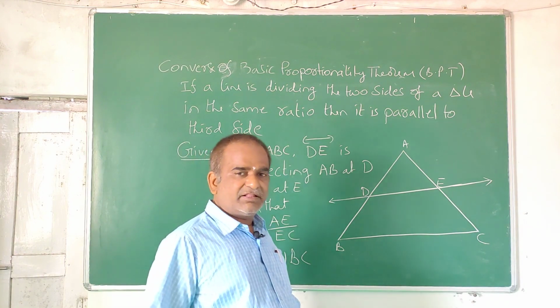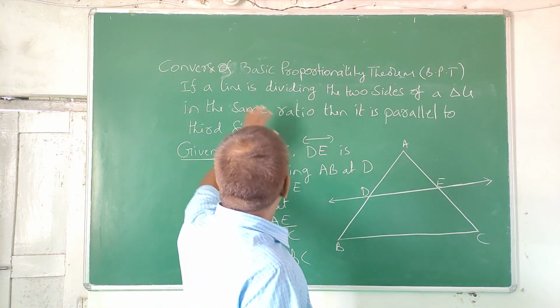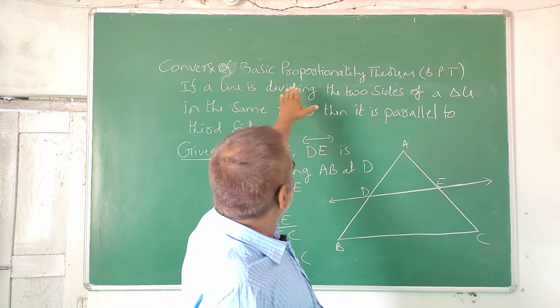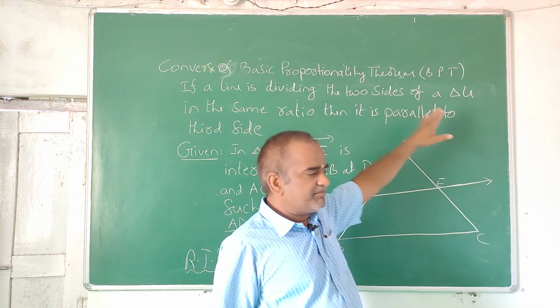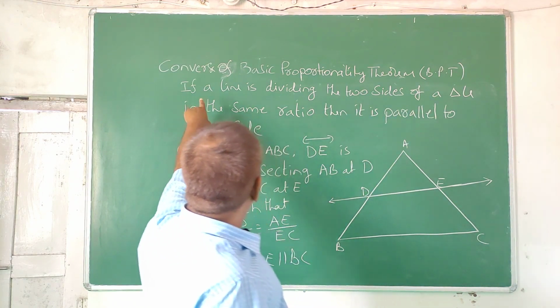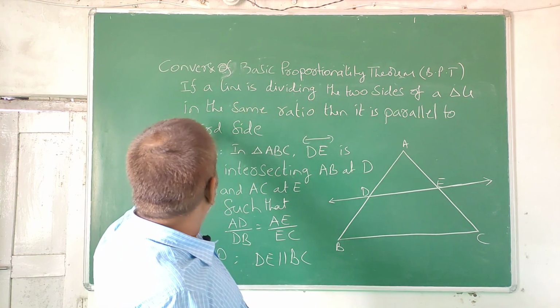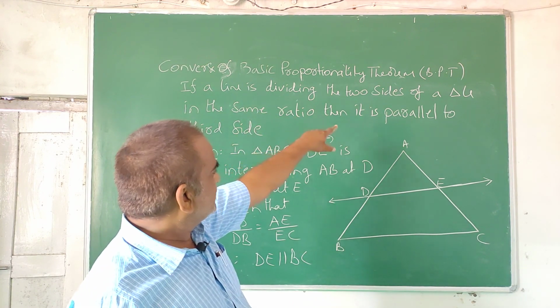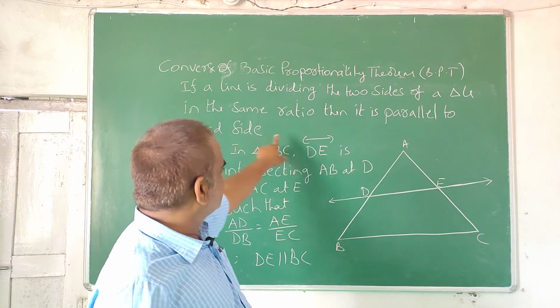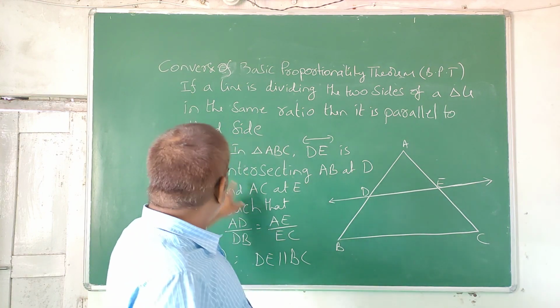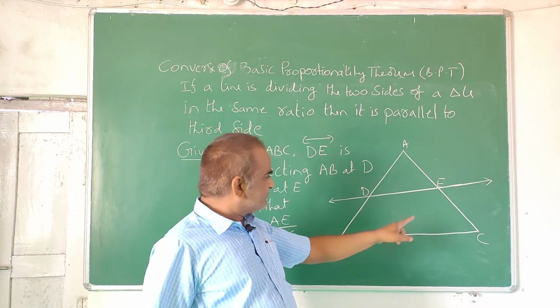Now, dear students, we are discussing the converse of the basic proportionality theorem. The statement is, if a line is dividing two sides of a triangle in the same ratio, then it is parallel to the third side. So I have drawn the diagram.